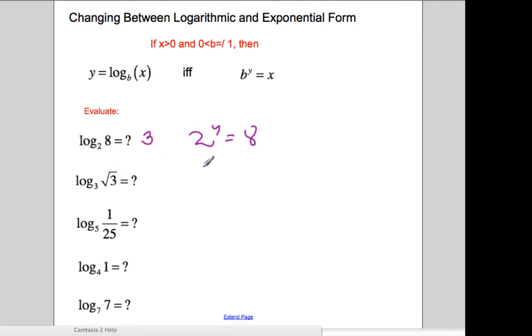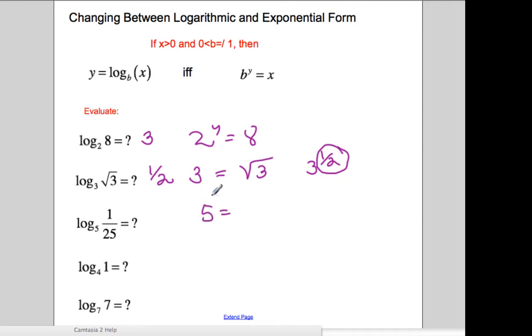For our second example, they are asking you, my base is 3, what exponent would I put on 3 to get the square root of 3? And if you recall, the square root of 3 is the same thing as 3 raised to the 1/2 power. So that pretty much gives me what my answer is, which would be 1/2.